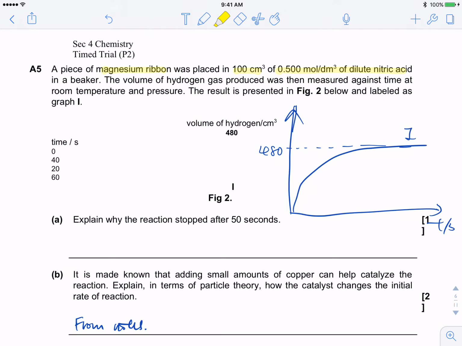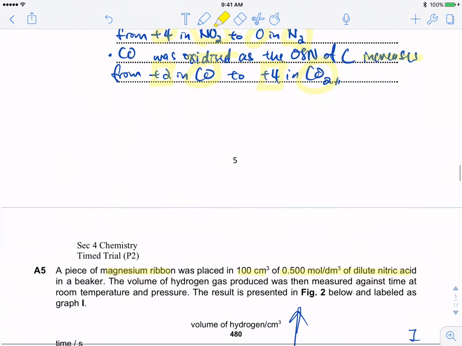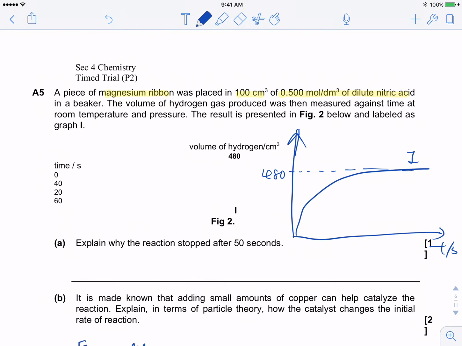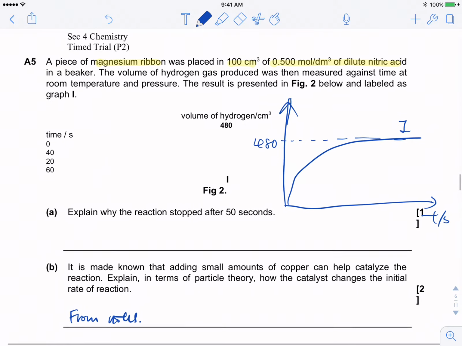Okay, and we're back. So this is part 2 of our time trial of paper 2. I'm sorry, I overestimated myself. I thought I could finish before the end of school, but I couldn't.